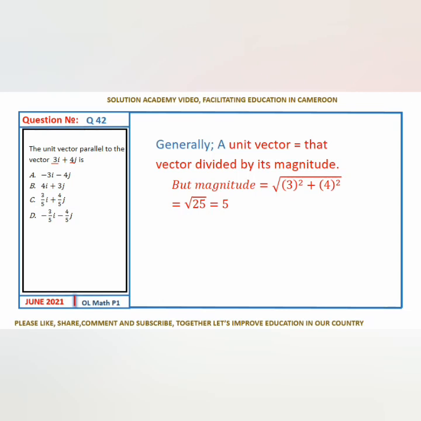So if we do that, you're going to have root 25, which is 5. Now our unit vector will be that vector itself divided by the magnitude, which is 5. So if you do this properly, our answer is C.